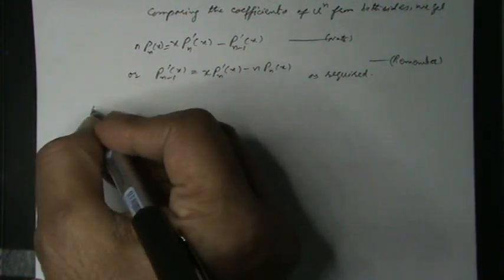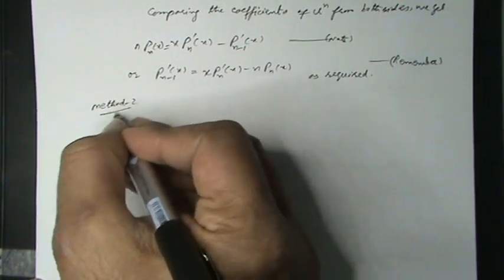Remember, method 2: this from the 3-term recurrence relations. The usage and proof of the 3-term recurrence relation you shall study in the next video.